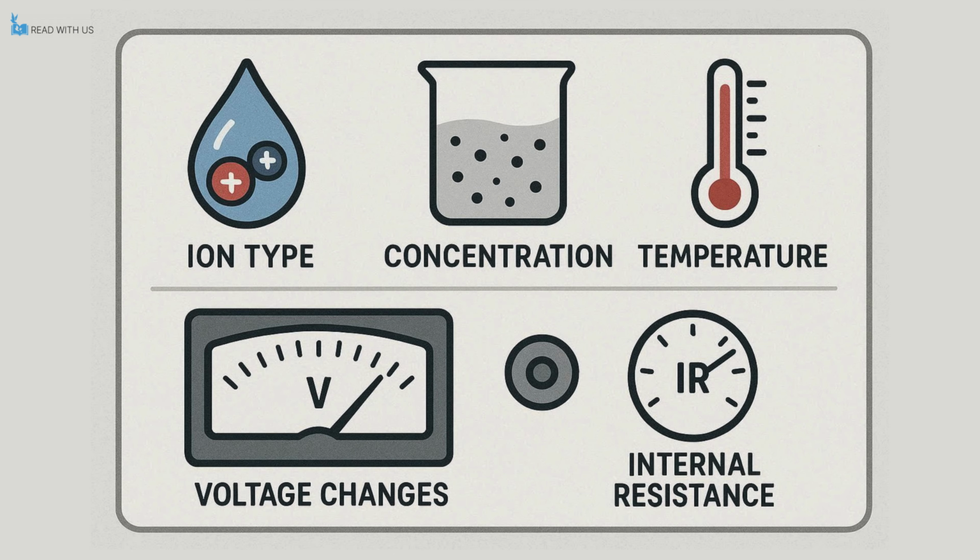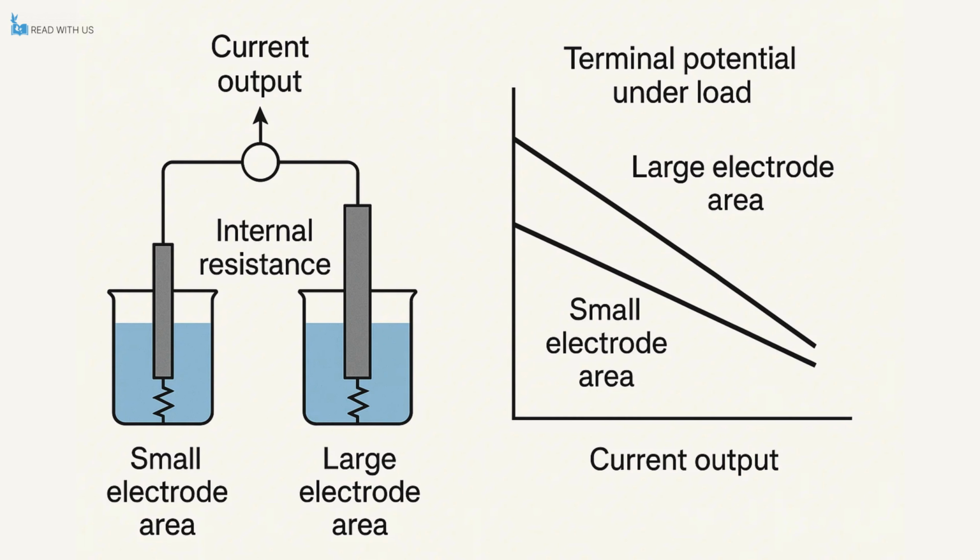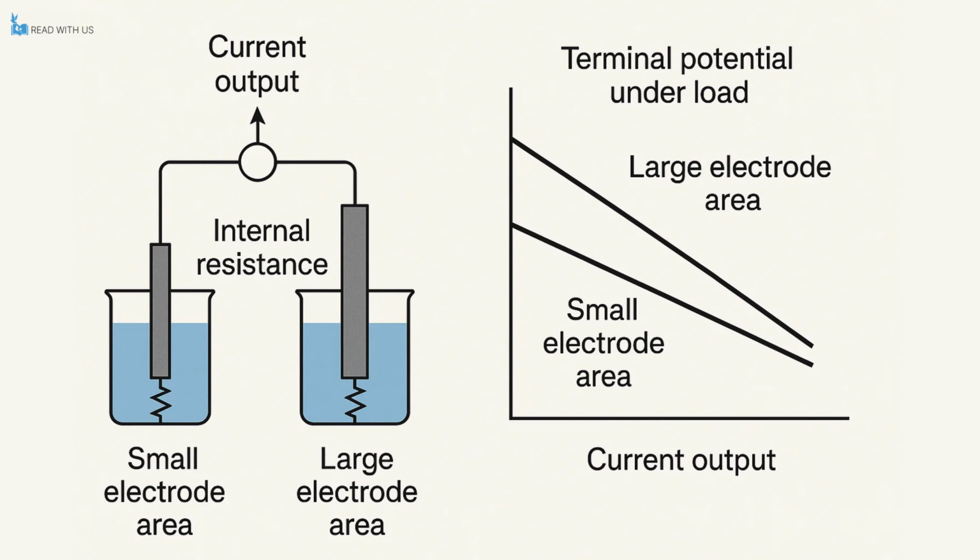The electrolyte also affects the voltage because ion type, concentration, and temperature change the ease of the redox reactions and alter internal resistance. The size and surface area of the electrodes and the internal resistance of the cell influence the current delivered and the observed terminal potential, especially as the cell runs down.